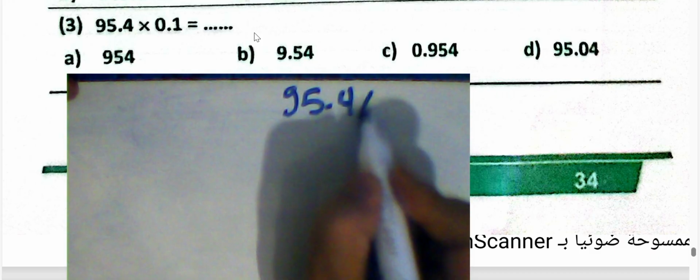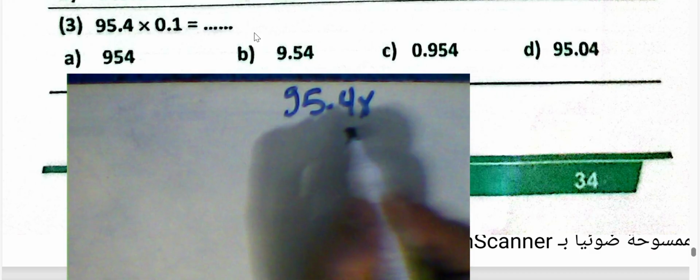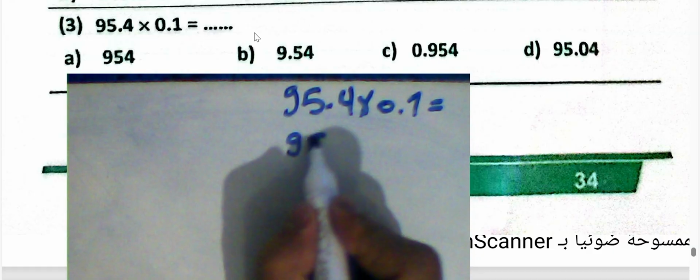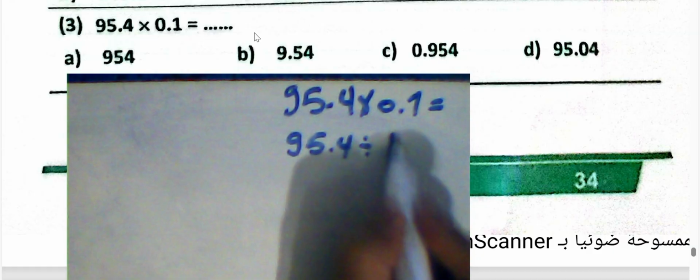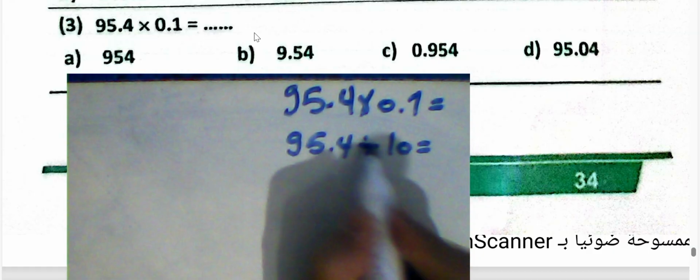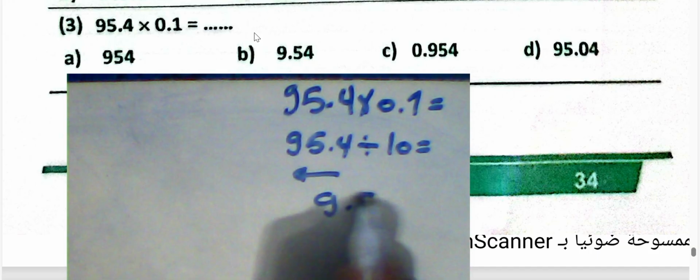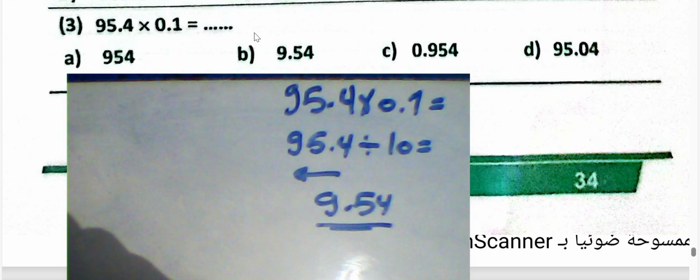Next question, number 3. 95.4 multiplied by 1 tenth. Multiplied by 1 tenth, it will be what? It will be divided by 10. Divided by 10, move the point left by 1 place. It will be 9.54, 9 and 54 hundredths.